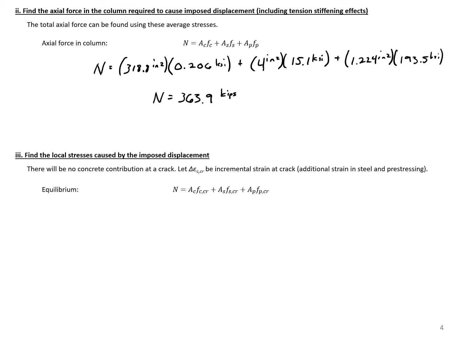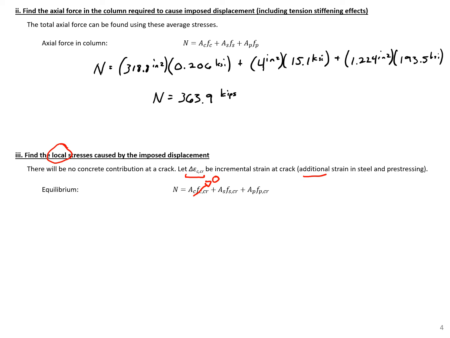The next part of the problem, we can find our local stresses caused by the imposed displacement. We can start with our equilibrium expression, and we're going to define a new term. This delta epsilon C cracking is the incremental strain at the crack. There's going to be additional strain in the steel and pre-stressing because at a crack, the stress in our concrete is going to be equal to 0. So let's plug in all of our known values.